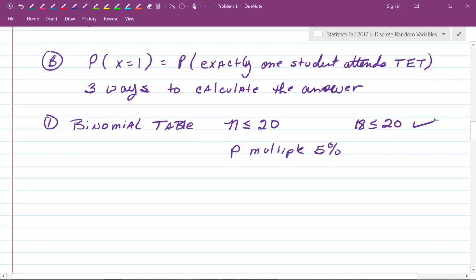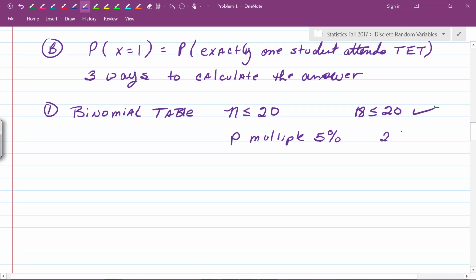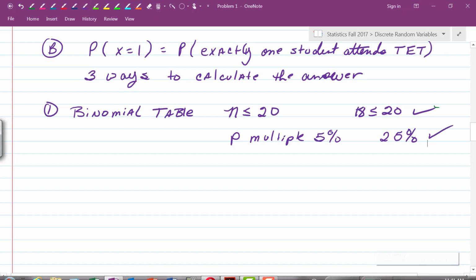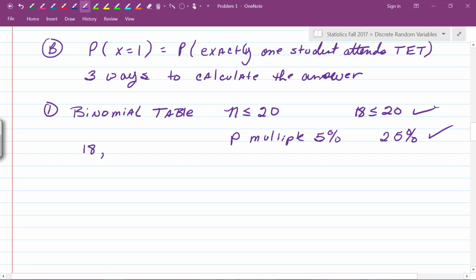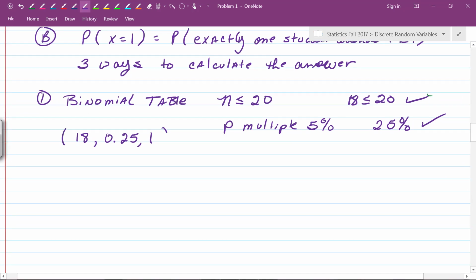Alrighty. So, 25 is a multiple of 5. So that means we can use our tables. So we're going to look at our tables, and in this case we have n is 18, rather. Our probability of a success is 0.25, and we're choosing one success. So this is the information in the order that it needs to be looked at in our tables.